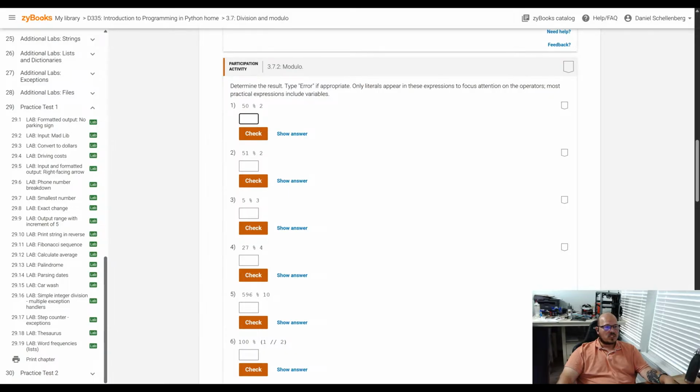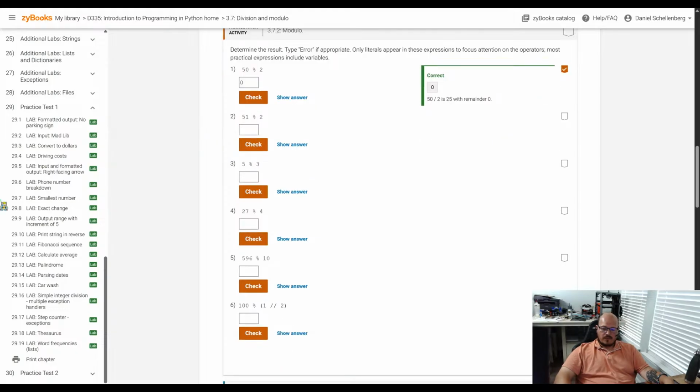5 modulus 2. So in my mind, we have to do 5 divided by 2 first, which results in 2.5. So then we got to take 0.5 times 2, which is 1, right? So 1. No. 5 divided by 2 is 2 with no remainder. Oh, no remainder. So because the whole number is 1, not 1.0, it's going to be 0.